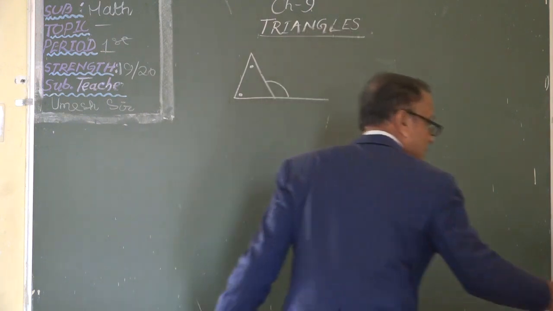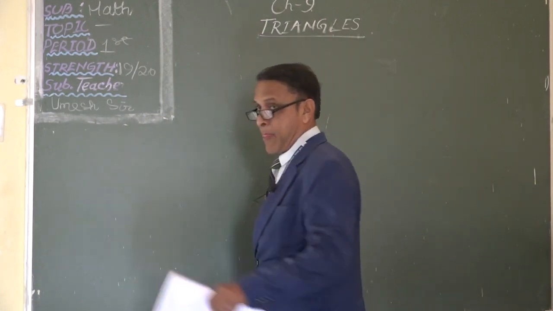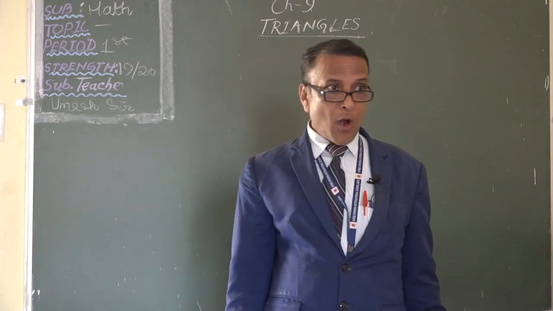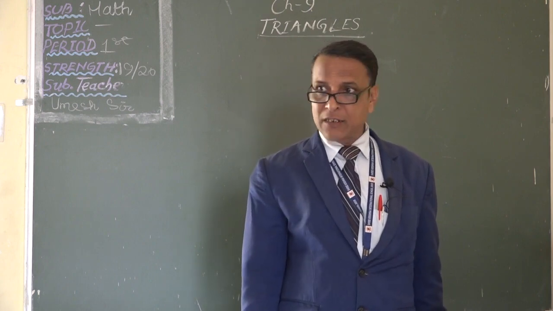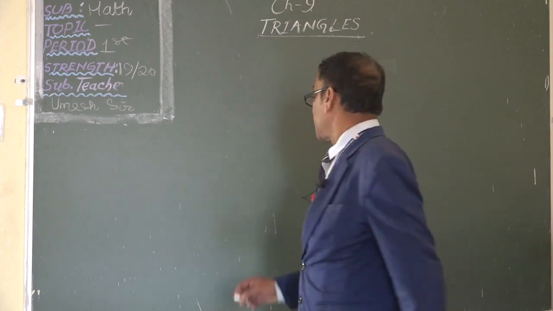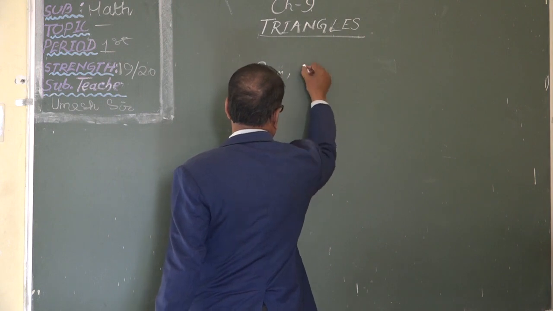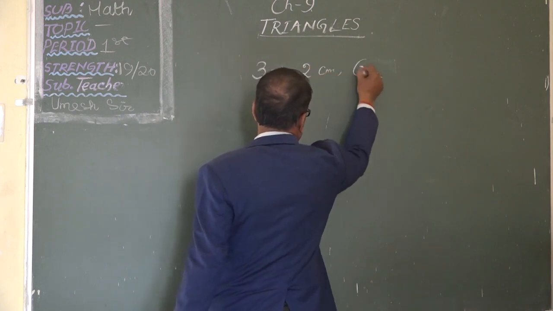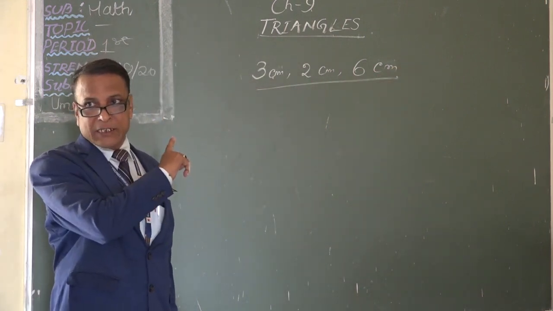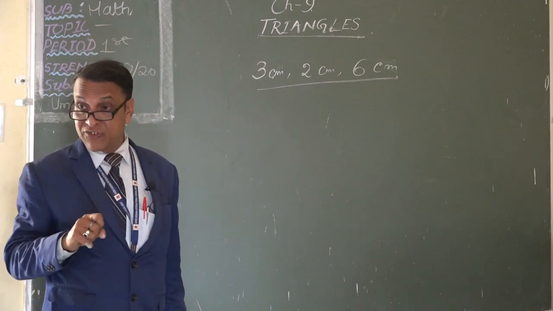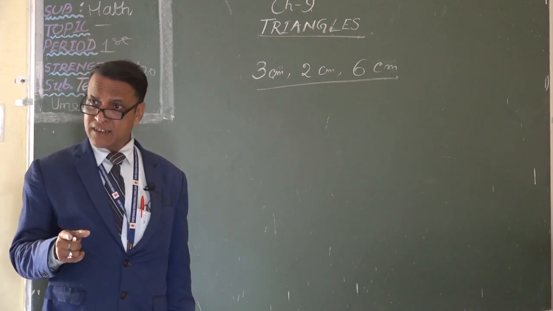9a, I am doing it once again. We have done it, but once again, the sum of any 2 sides of a triangle is always greater than the third side. Suppose I asked you 3 centimeter, 2 centimeter, and 6 centimeter. If I take 3 sides of a triangle equal to 3 centimeter, 2 centimeter, and 6 centimeter, can I form a triangle? Yes. Yes.